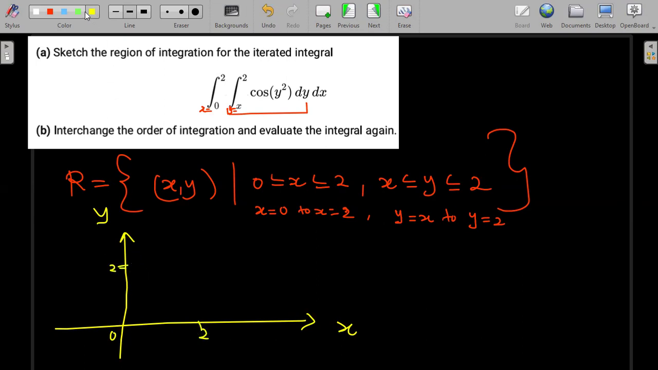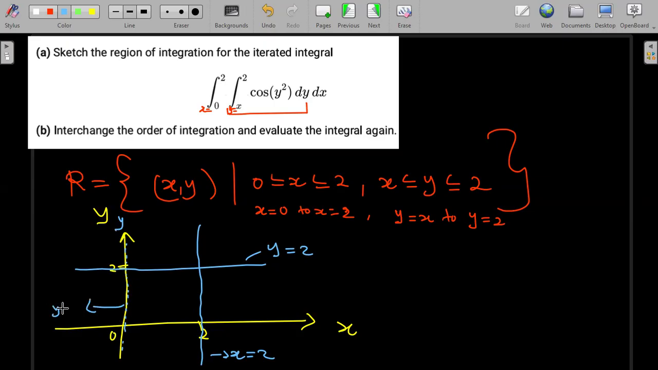So x is equal to 2, it's this line here. This is my x is equal to 2. And then y is equal to 2, it's this line here. This is my y is equal to 2. And then I also have x is equal to 0, which will just be the y-axis. So I can dot that as that, and that is y, that is x. That is x is equal to 0.